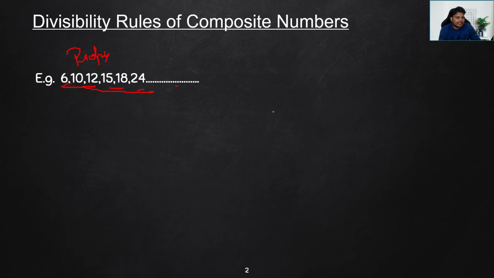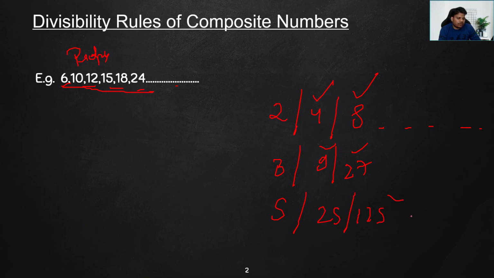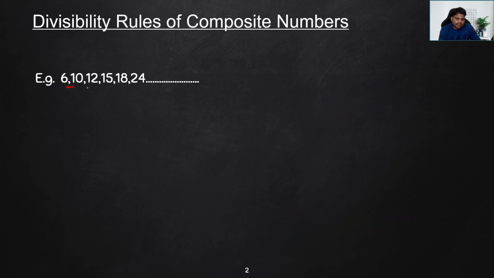And you already know 2, 4, 8. These are the improper composite numbers, and you already know the rule for this. 3, 9, 27 are all improper composite numbers. 5, 25, 125, you all know the rule for this. We have already covered improper ones, so today we're going to do proper composite numbers.